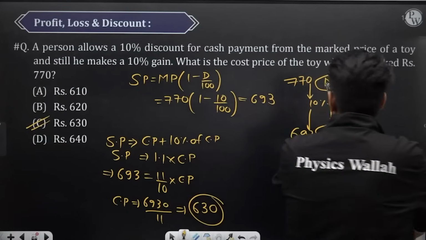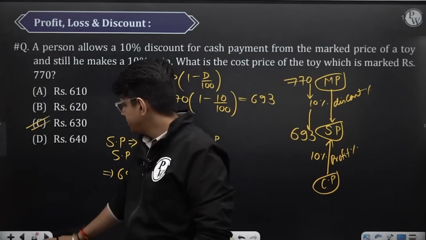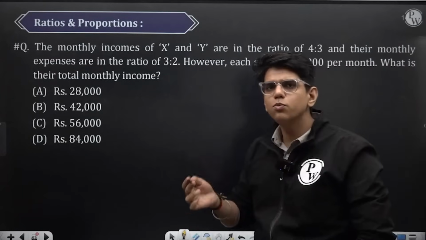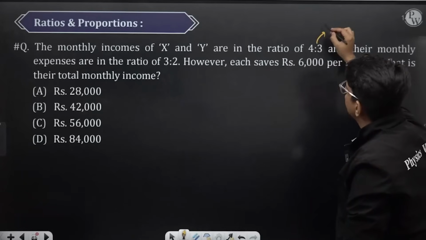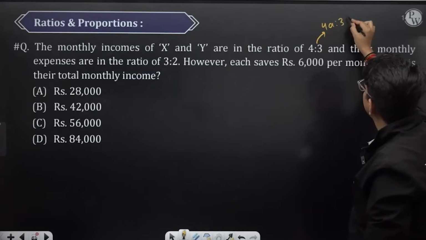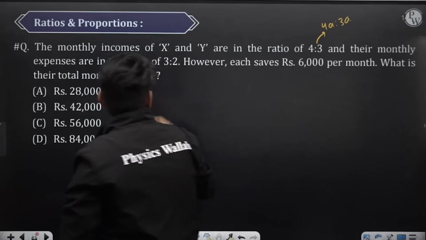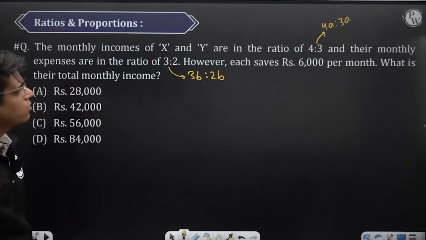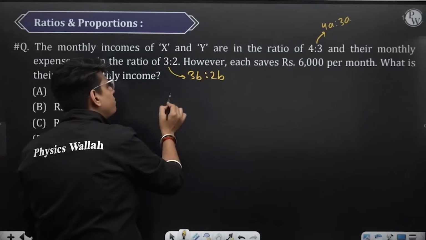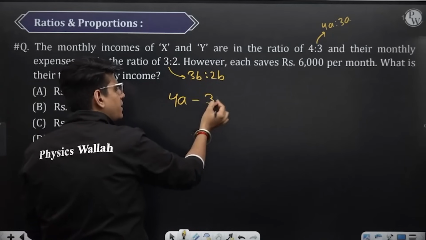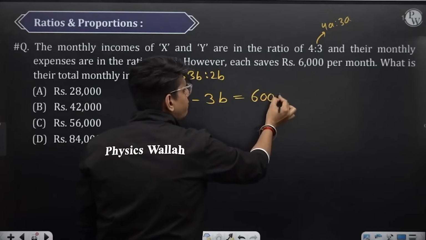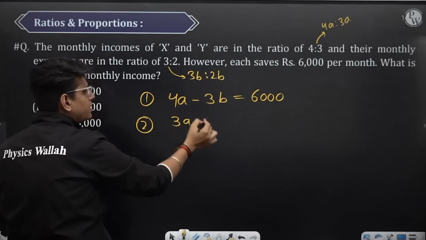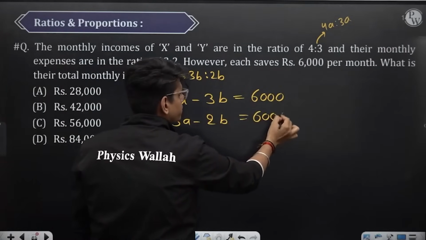Okay. We'll move to the next. Next is this. The monthly income of X and Y are in the ratio of this. Whenever you get a question on ratios, mostly by proportion, try to do this. So income, right? So 4 of A is to 3 of A. And their expenses are in the ratio of this. That means 3 of B is to 2 of B. However, each of them saves 6,000 per month. So if the income of the first person was 4A, his expenditure was 3B, he used to save 6,000. This is the first thing. Second, the income of the second person is 3 of A, his expenses are 2 of B, and this is nothing but 6,000. Right?